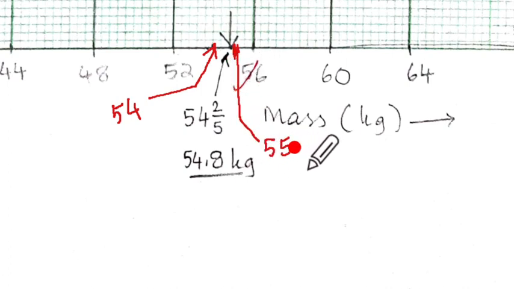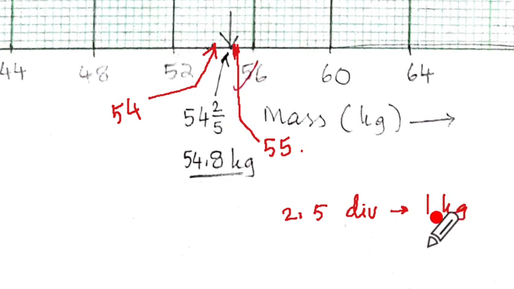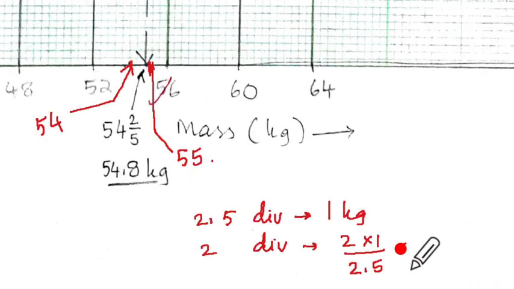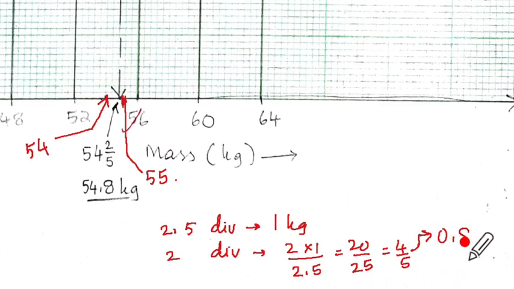This will be 55. 2.5 divisions is equal to 1 kg. So 2 divisions is going to be 2 into 1 upon 2.5, which will be 20 upon 25, which is 4/5, which means it is 0.8. Okay, so here this is 54 2/5 is not right, but it is 2 divisions.